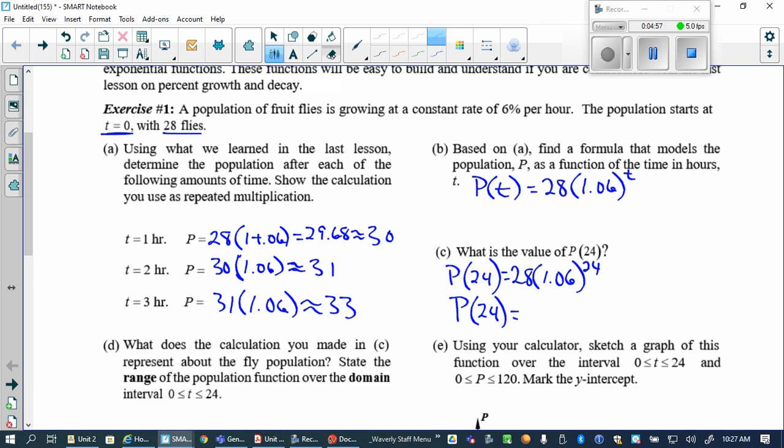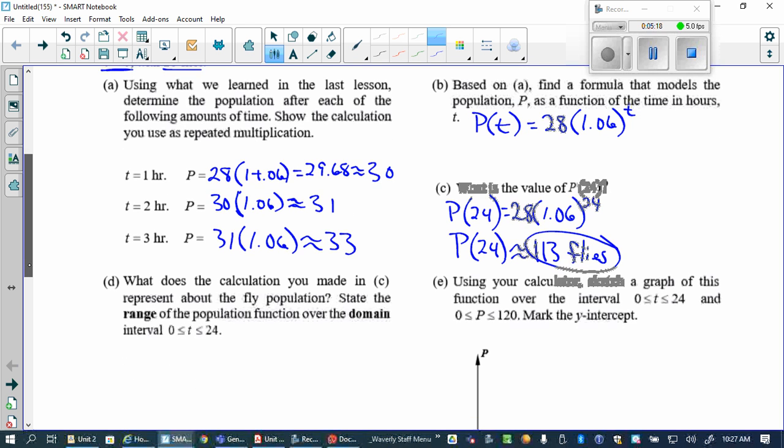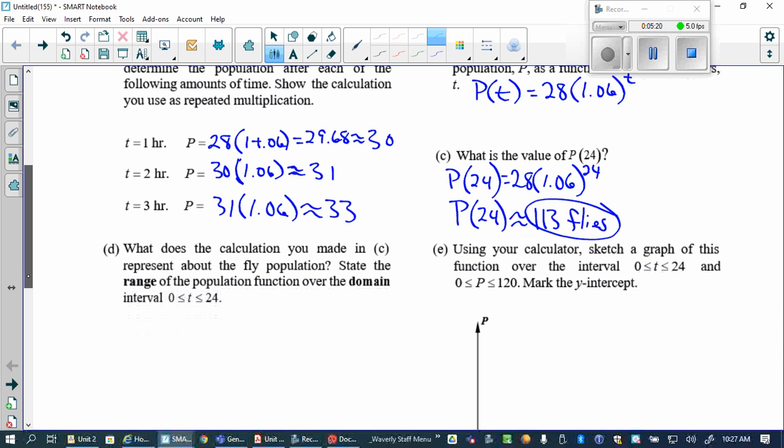You guys know the approximately equal to sign, right? So we'll call that 113 flies after 24 hours. Okay? I think our calculator is actually broken. No, it really is. Maybe. All right, part D.